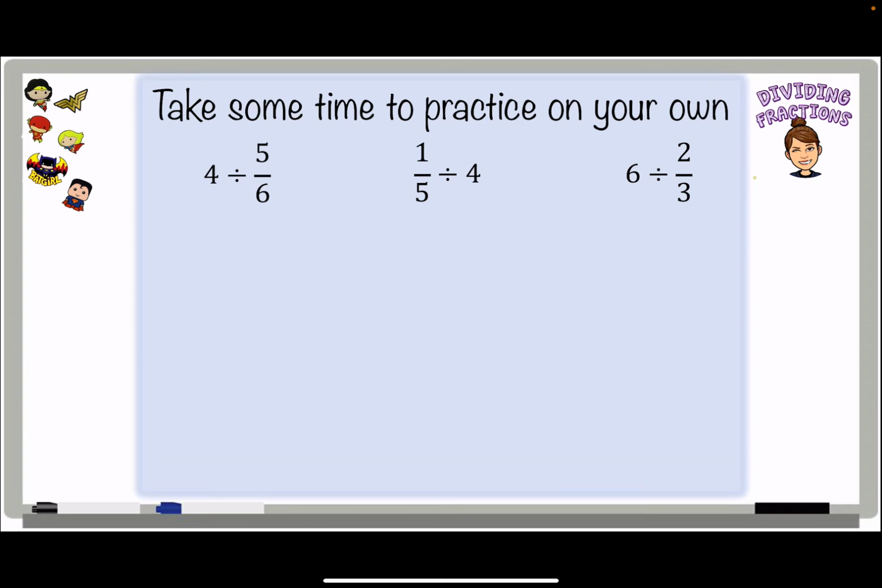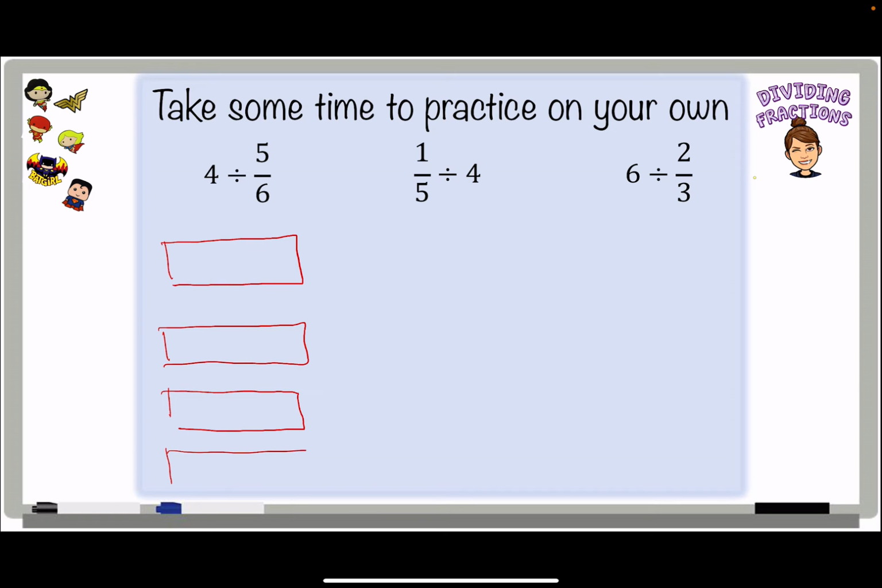All right, so I have 4 and I'm dividing it into groups of 5/6. So I have 1, 2, 3, 4. Now these aren't the world's most accurate or perfect pictures, but they're close, okay? And I want to put them into groups of 5/6. So to do that, I need sixths. So I have to cut this into 1, 2, 3, 4, 5, 6. So count and make sure. 1, 2, 3, 4, 5, 6. Perfect. And I'm going to do that to all of them.